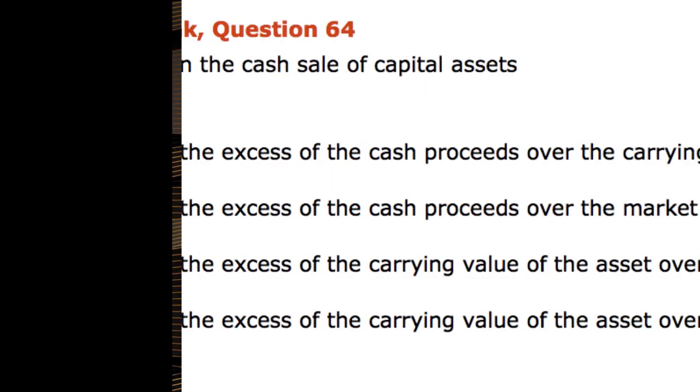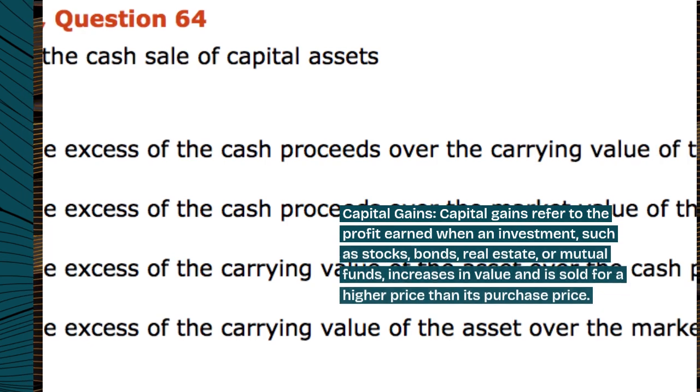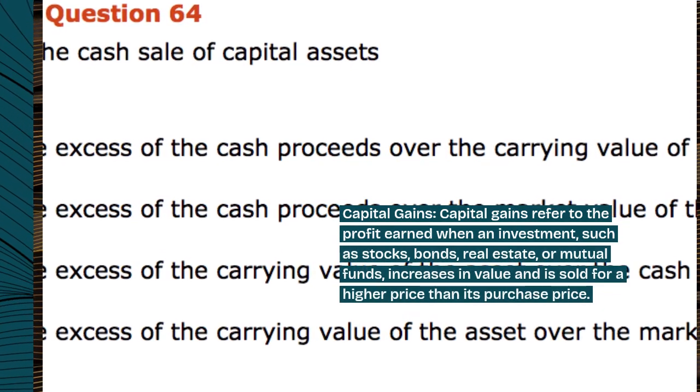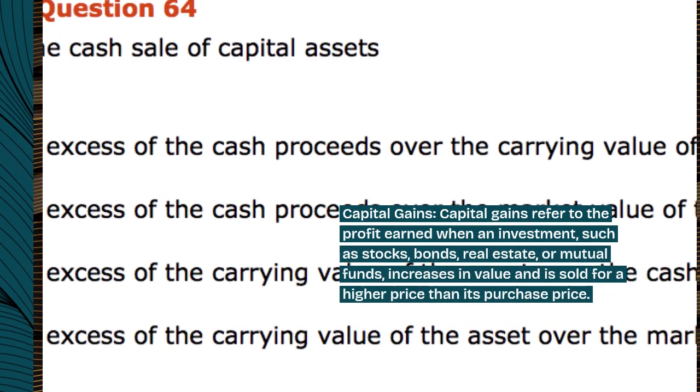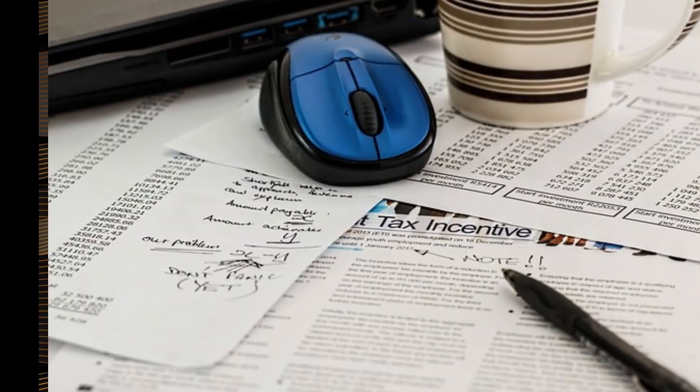Definition: Capital gains. Capital gains refer to the profit earned when an investment, such as stocks, bonds, real estate, or mutual funds, increases in value and is sold for a higher price than its purchase price.